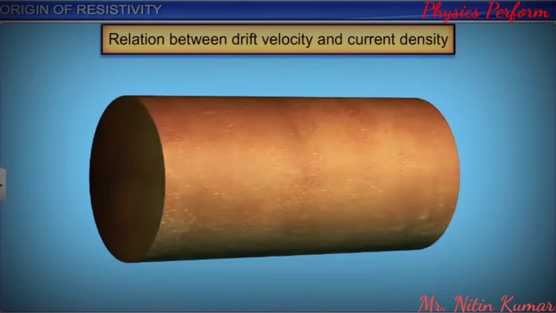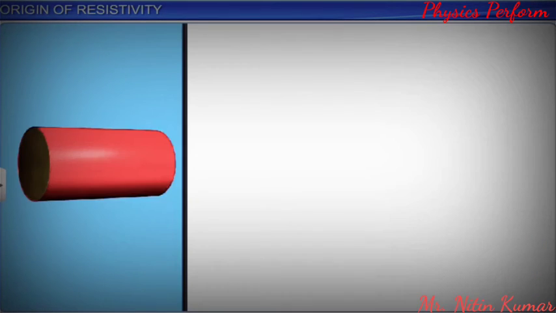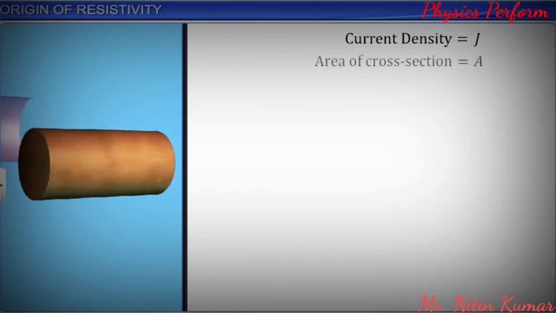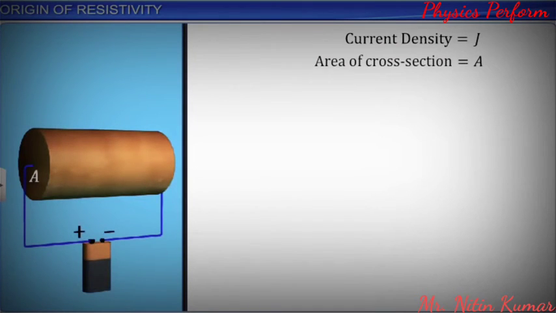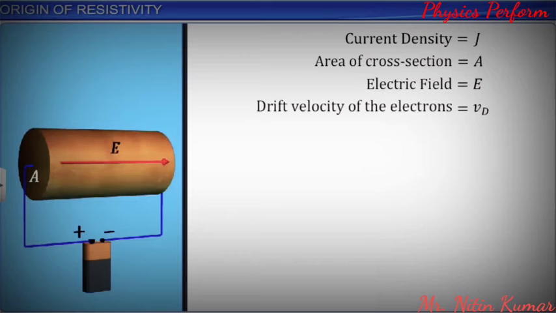Let us now find the relation between drift velocity and current density. We know that the magnitude of the current density, denoted by J, is defined as current per unit area considered normal to the current in a conductor. Consider a cylindrical conductor whose cross-sectional area is A. Let the conductor be connected to an electric source. Let E be the electric field due to the source.